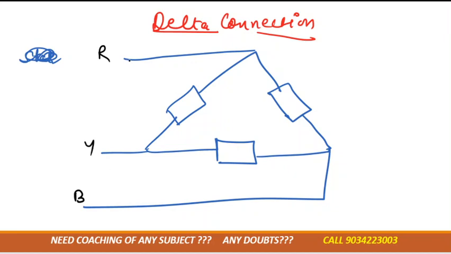I told you what the line voltage is, that is the voltage across the line. So this is R and Y, so the voltage across R and Y would be VRY, and the voltage across Y and B would be, this one is R, this one is Y, this one is B.